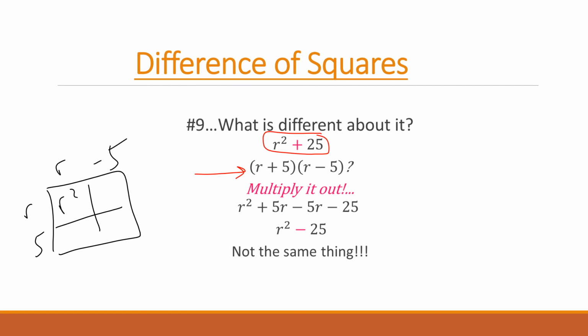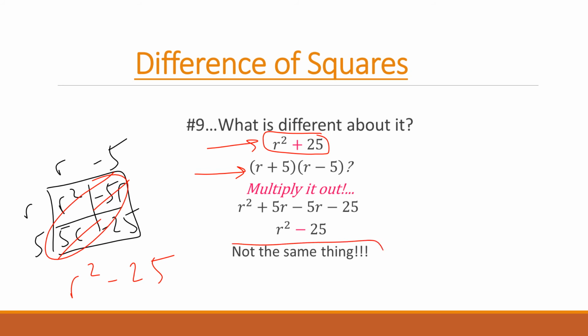Well, then we're going to get an r squared, we're going to get a negative 5r, we're going to get a 5r, and we're going to get a negative 25. And these two terms are going to cancel out, and I'm going to be left with r squared minus 25. But that is not quite what we started with. We started with r squared plus 25. So here's the thing. First of all, that's not the same thing, but this is not a difference.